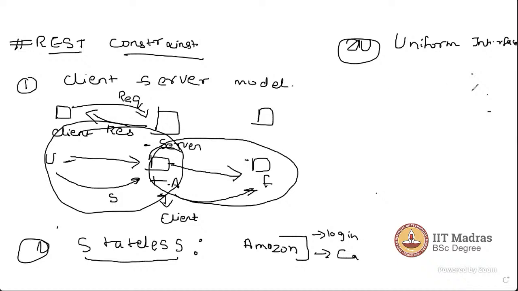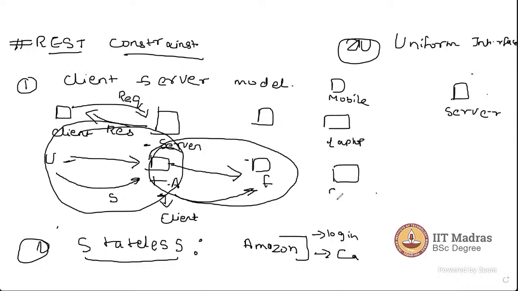For example, let's say we have a server and we have different clients. We have a mobile as a client, we have a laptop as a client, and let's say we have another server as a client also. So a server must not require any particular way of accessing data. Let's say if the client is a mobile, or a laptop, or a server, it must have identical communication between those.